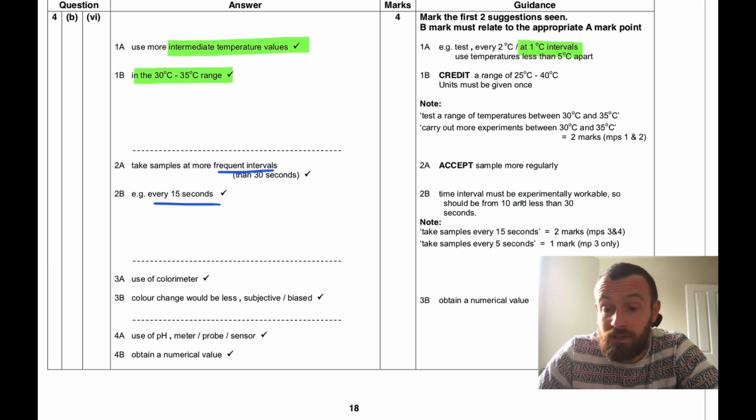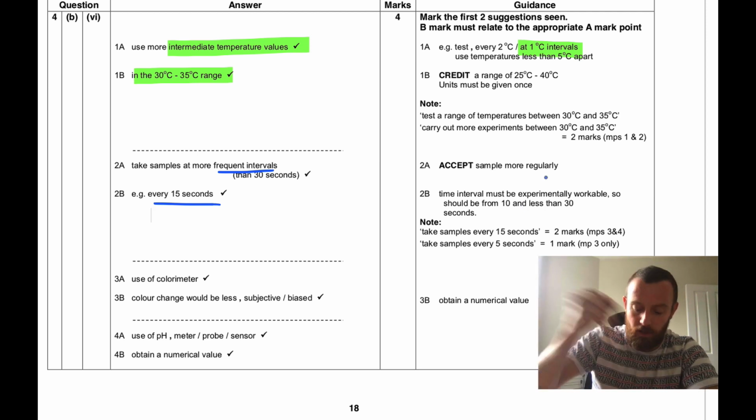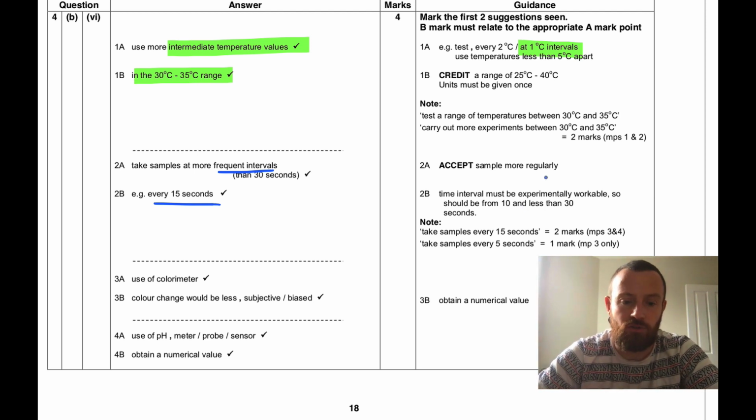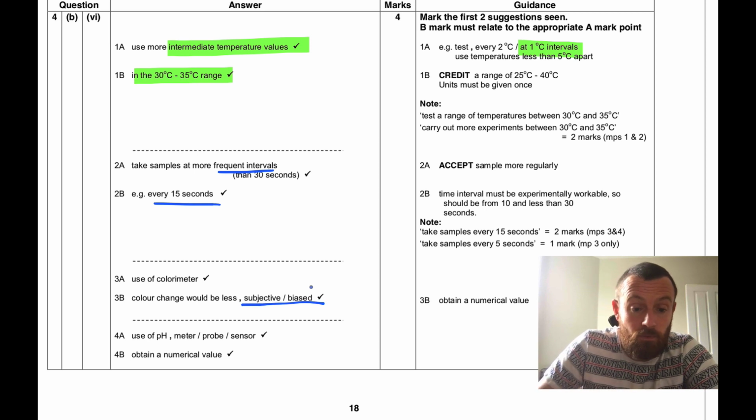Look what they said here. Time interval must be experimentally workable, so should be from 10 and less than 30. So if you said every 5 seconds, that's like impossible, isn't it? Because you'd have to take, drop, take, drop. It's just going to be too tricky. Use of the colorimeter. Color change would be less subjective or biased.